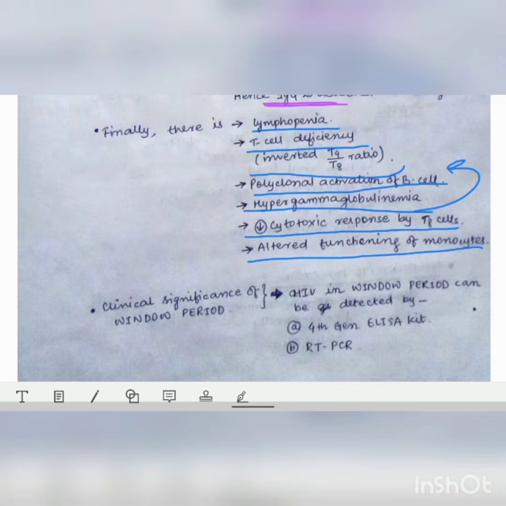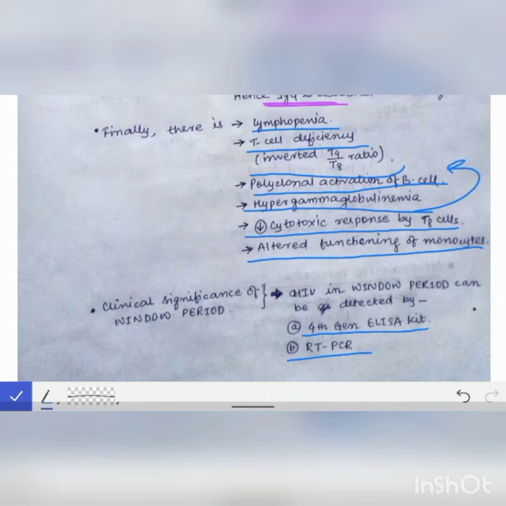So for detection of HIV in the window period, we have to use this concept to detect the P24 antigen for the diagnosis of HIV. If we are able to detect the P24 antigen in the window period, that may help in the diagnosis of HIV. So how can we detect the P24 antigen in the window period? For that we use the fourth generation ELISA kit and the RT-PCR.